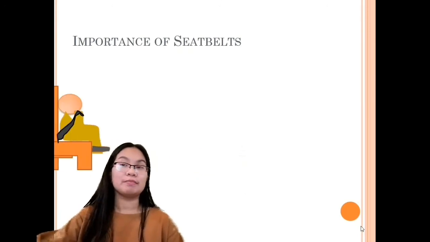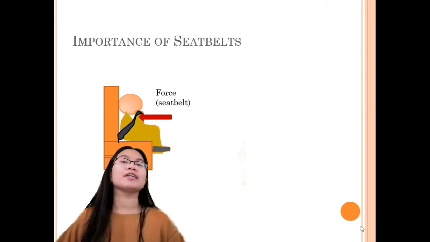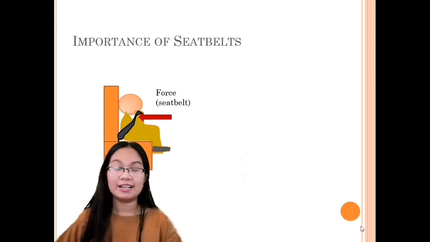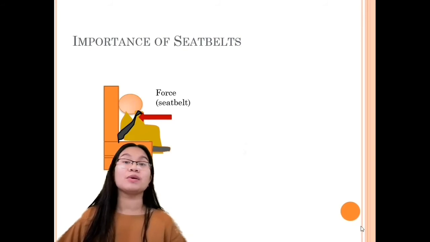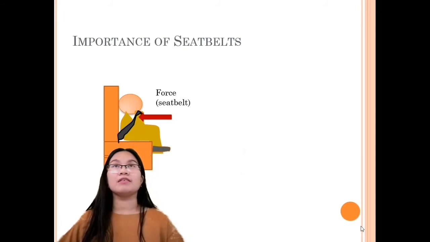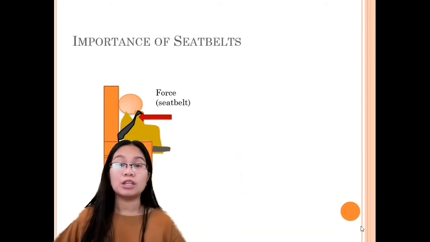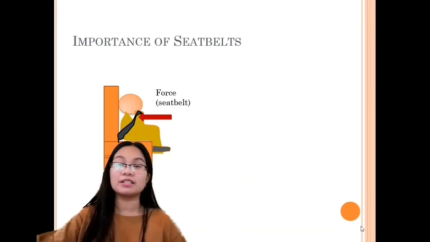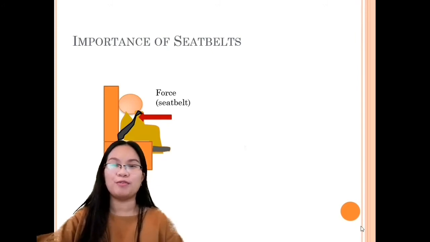But why are seatbelts important? Seatbelt this time will provide the force needed so that you will stop from moving. So there is now an external force acting on you so that you will stop. Because if there's no friction, let's say there's no friction, there's no seatbelt, then you will continue to move at a constant velocity. So seatbelts are very important so that you will not continue to move forward.